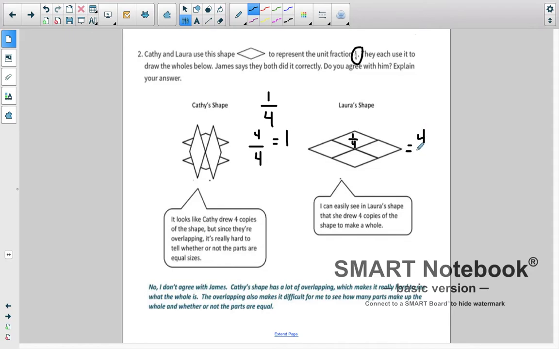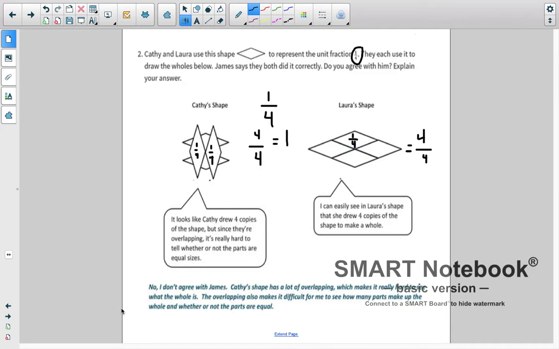Now let's look at Kathy's shape. So I see in the front that she has a diamond here and 2 diamonds, and they both equal 1/4. But when I look at the back, I think the ones in the back are diamonds, but I'm not sure because it doesn't really look equal and I can't see the whole entire shape. And that's because they're overlapping. And since they're overlapping, I don't know if they're equal sizes. So I'm not going to say that this equals a whole because I have to be able to see all of the pieces, just like Laura's shape, to see that it's 4/4.